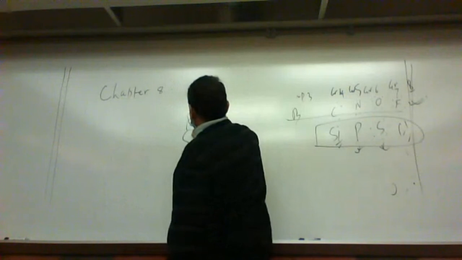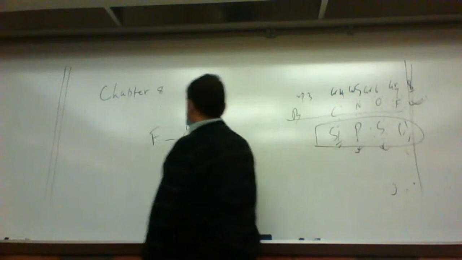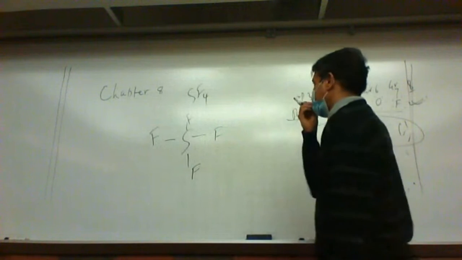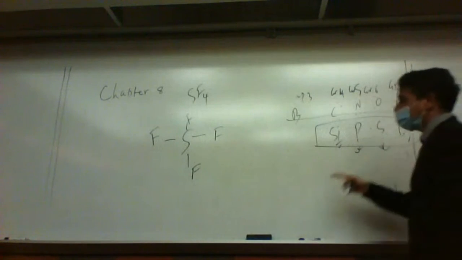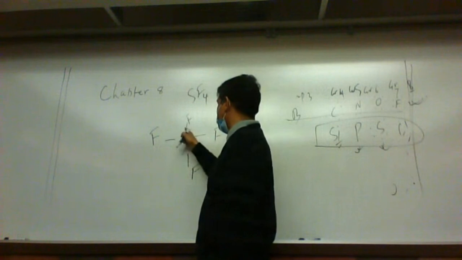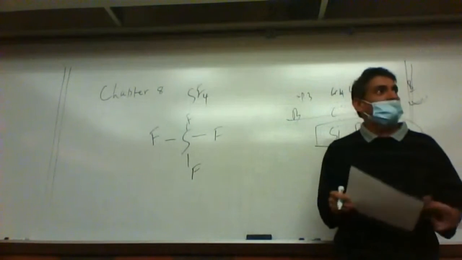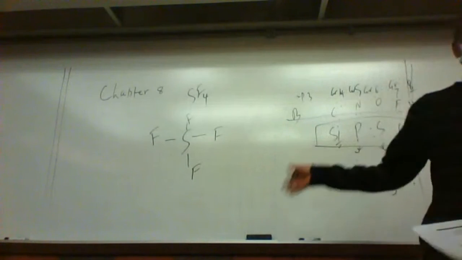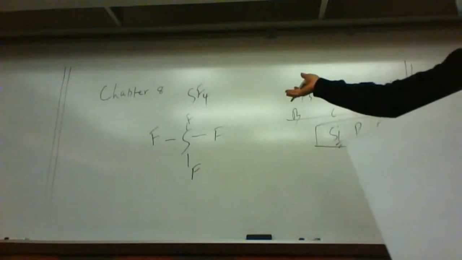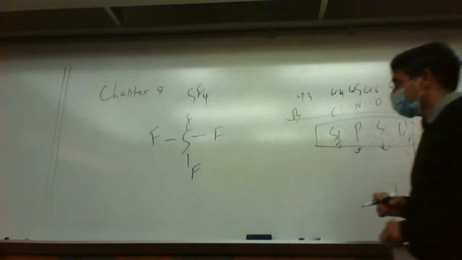So SF4. So F here, F here, F here, SF3, SF4 here. Now, how many electrons does sulfur have in its outermost orbit? 2, 4, 6. So one goes here, one goes here, one goes here, one goes here, 1, 2, 3, 4 are gone. Maybe 2 electrons are sitting there like that. In the next class, I will teach how these structures look.